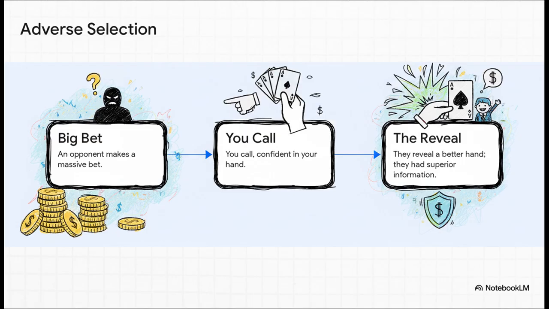Someone across the table shoves all their chips in. You look down at your cards, you think you have a strong hand, and you call the bet. Then, bam, they flip over a royal flush. You didn't just lose to bad luck. You lost because they had better info and knew you were beat. That, right there, is adverse selection.